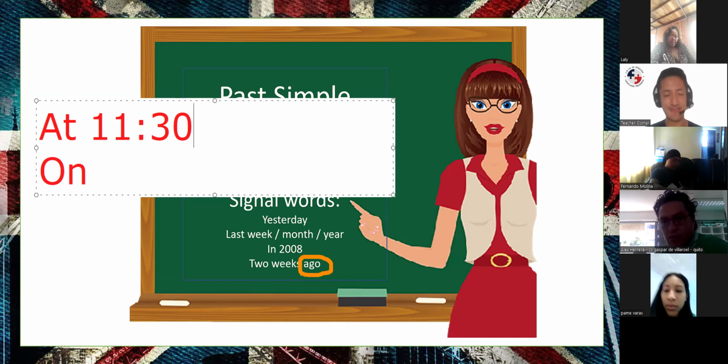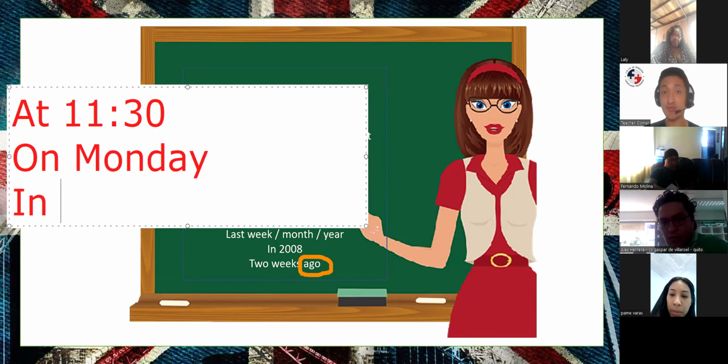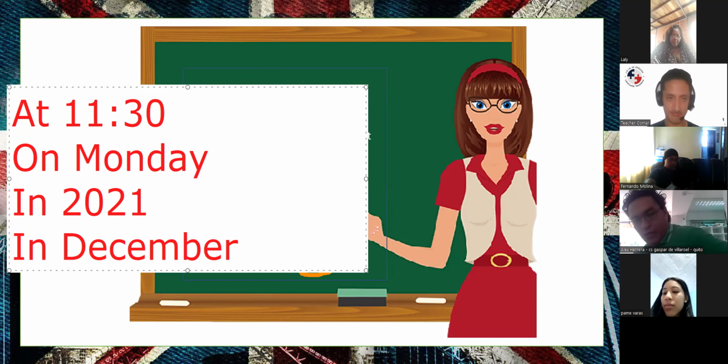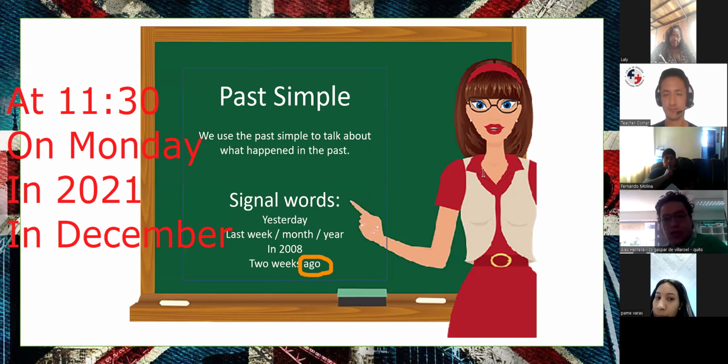Ahí es una diferencia de las prepositions. Nos adelantamos un poquito esta clase, pero no es difícil, ¿ok? It's not difficult. Para días usamos on Monday. Para horas usamos at. Y para meses y años, we use in. In 2021, in December. At. ¿Ok? Igual en pasado, ¿verdad? Same for past. Got it.